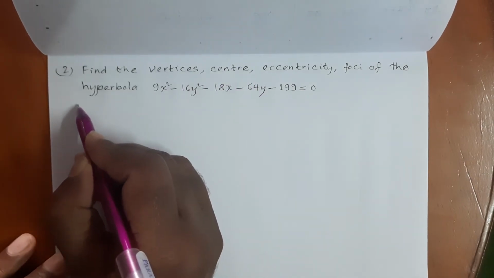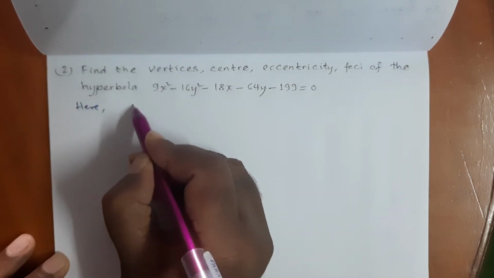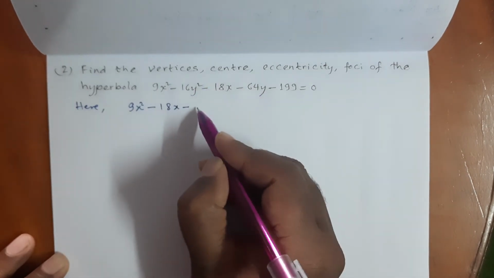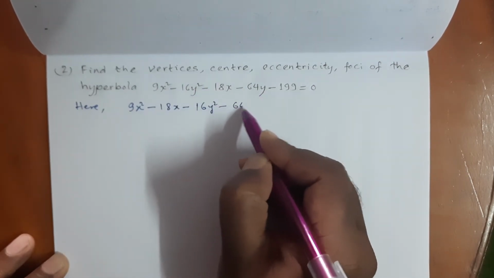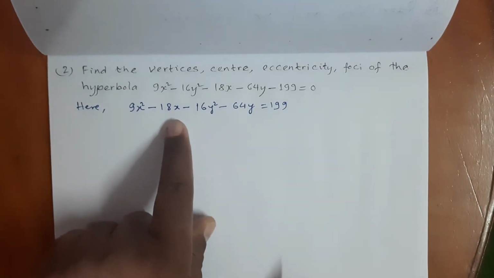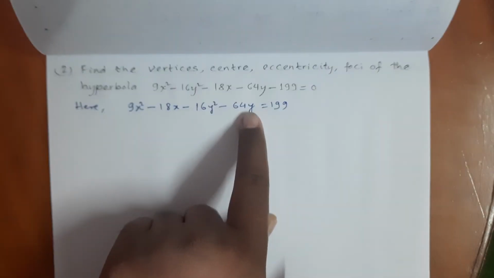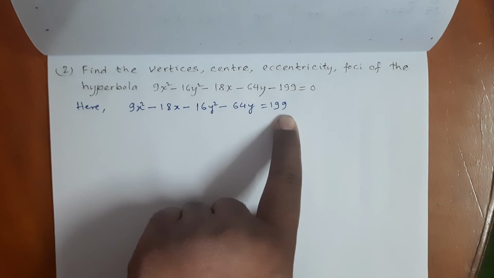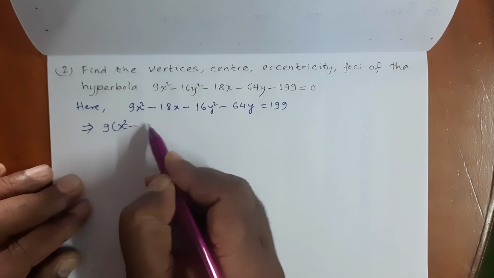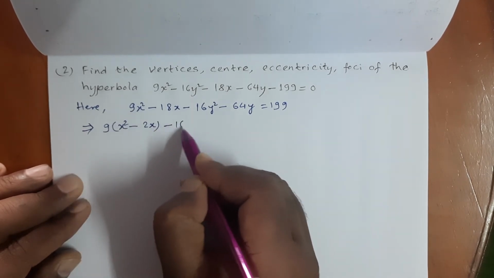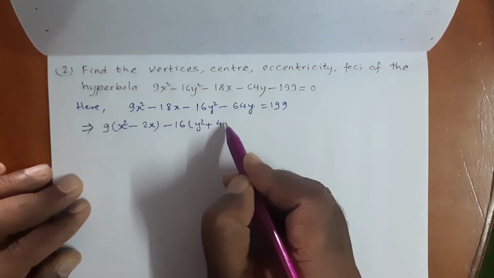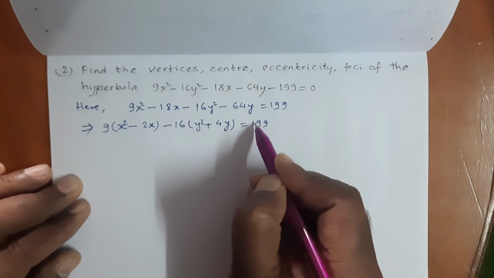Here, 9x square minus 18x, the x terms we have written together, minus 16y square minus 64y equals 199. This is the given equation. The 199 goes to the right side. Now from this, 9 is common: x square minus 2x, minus 16 is common: y square plus 4y, equals 199.